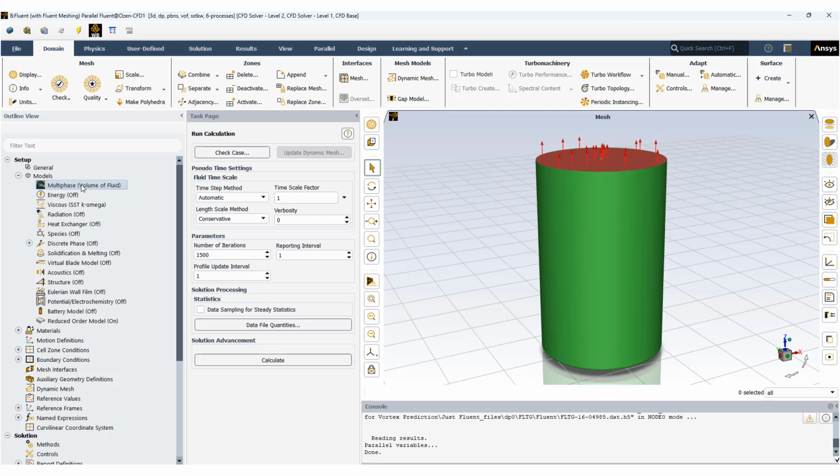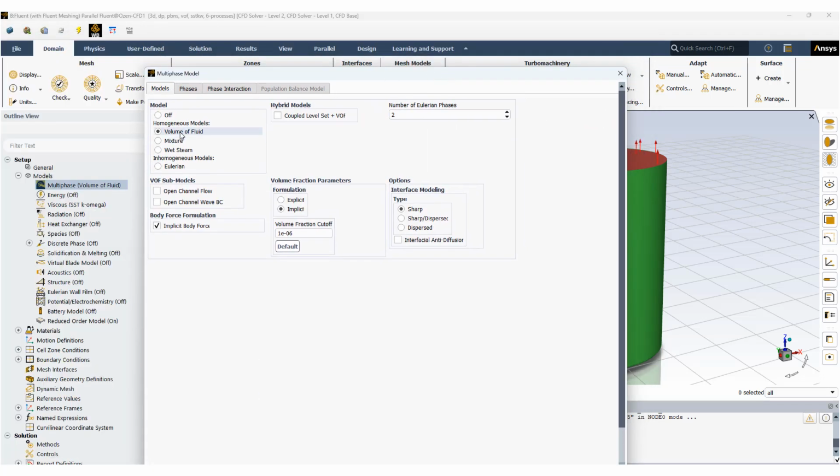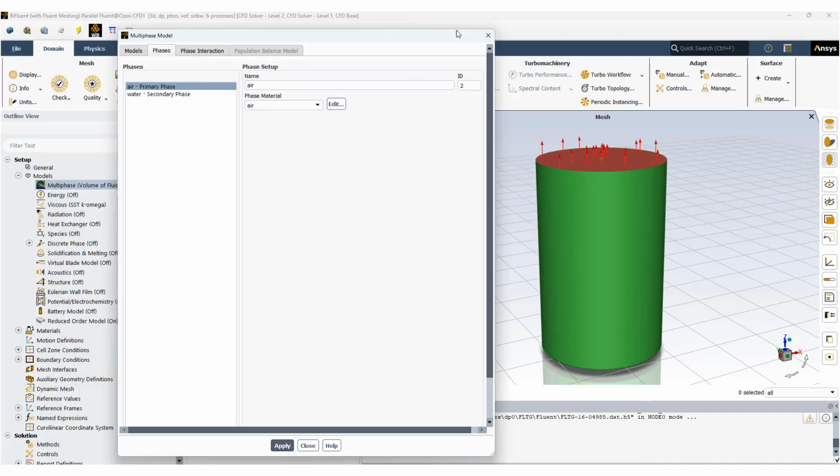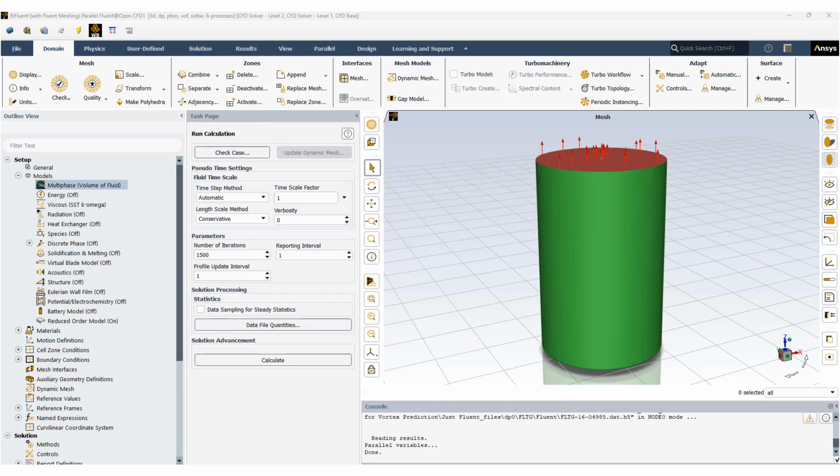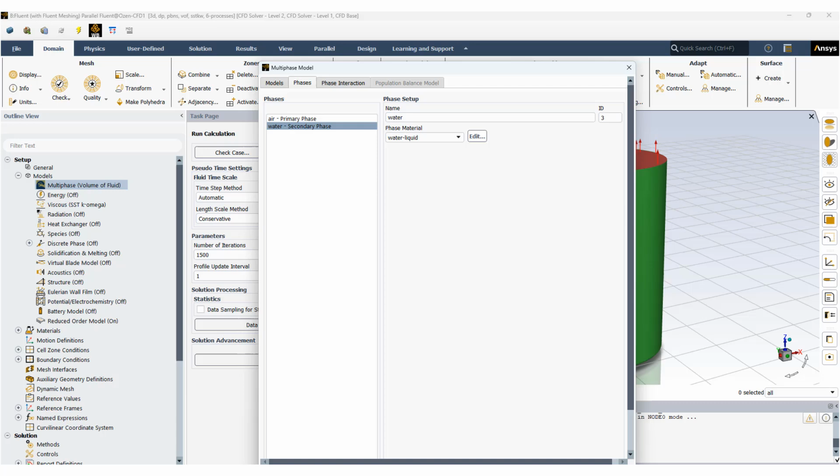For the multiphase setting, we have the volume of fluid selection with the number of phases of 2. Implicit formulation, we're going to do a steady state analysis and the interface modeling between the water and the air is going to be sharp. The phases are air, the primary phase, and water is the secondary phase.